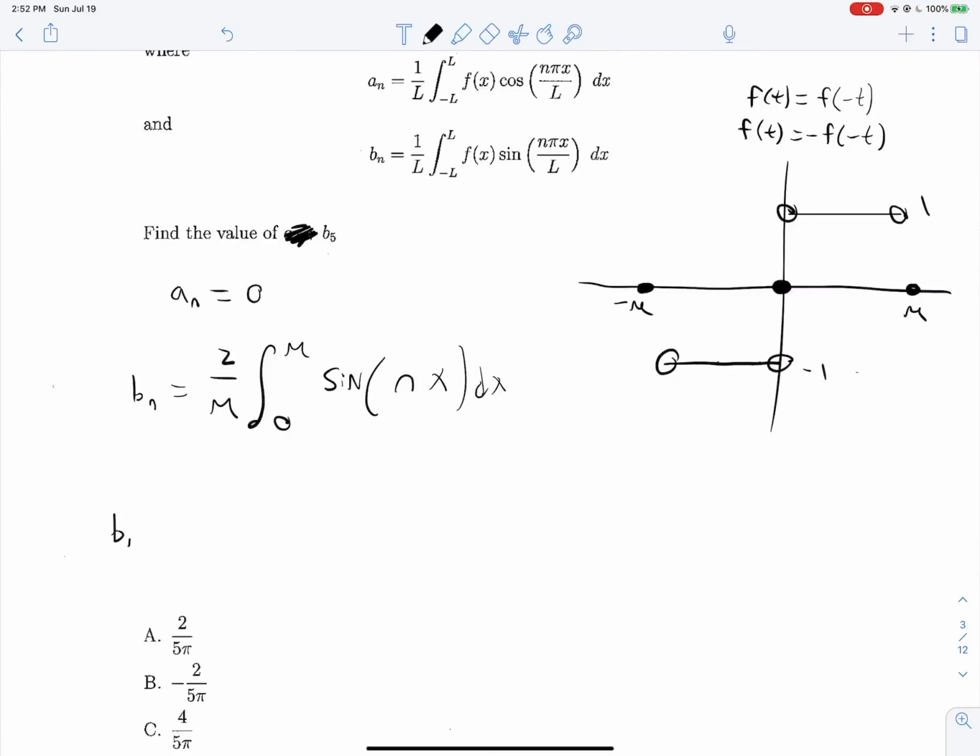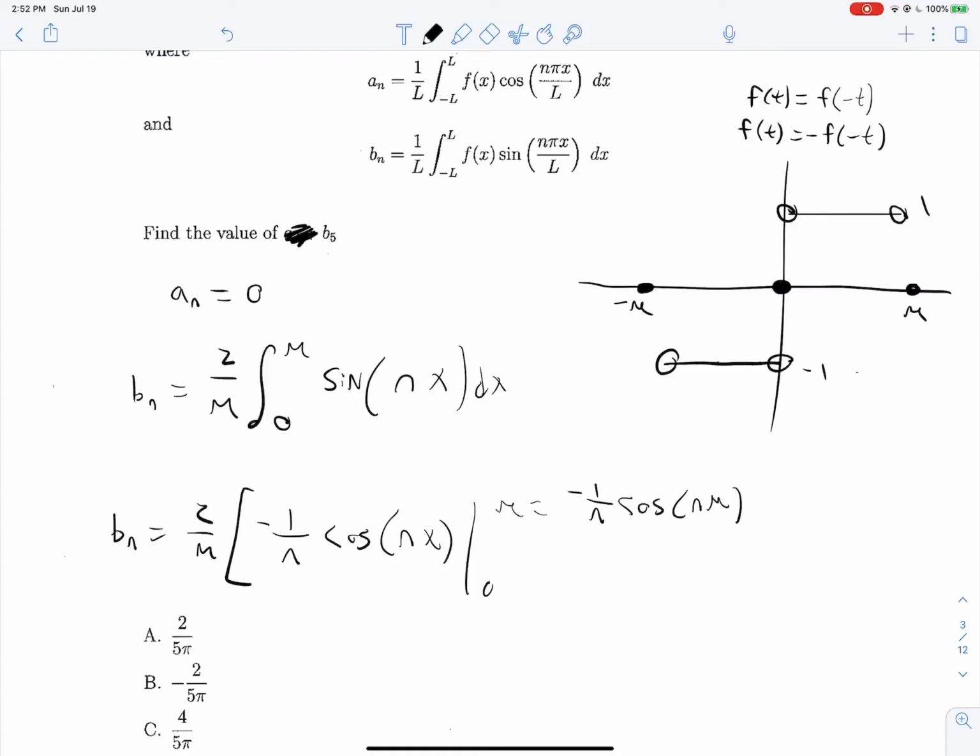So integrating, we have bn is equal to 2 over pi times negative 1 over n cosine nx from 0 to pi. This gives us negative 1 over n cosine of n pi. Well, what's the cosine of n pi? Well, if n is an integer, n equals 1, that's going to give us negative 1. N equals 2, that'll give us positive 1. N equals 3, that'll give us another negative 1.